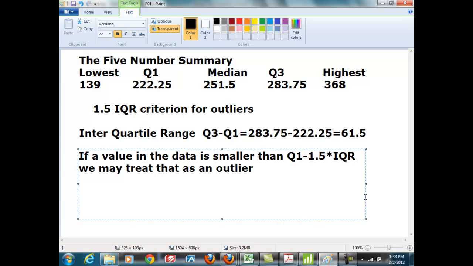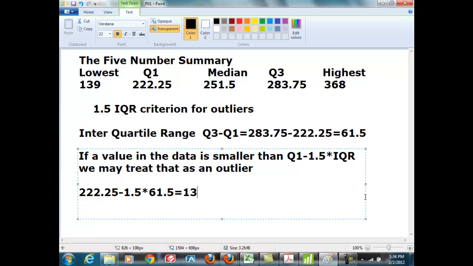All right, everybody clear? Okay. So in this case, let's look at it. What is my first quartile? 222.25. Everybody good? Minus 1.5 times 61.5. Somebody help me with that. What is that value? How much is that? Louder. Is that 130 even, you said?